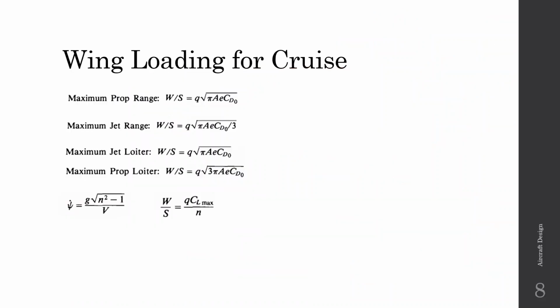Okay, now moving on. Now we'll discuss the wing loading for cruise flight. So for cruise flight, you know that there are four combinations. You can have jet and prop, and you can have maximum range or maximum endurance.